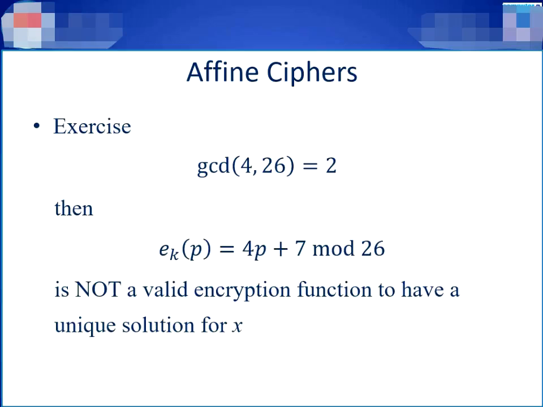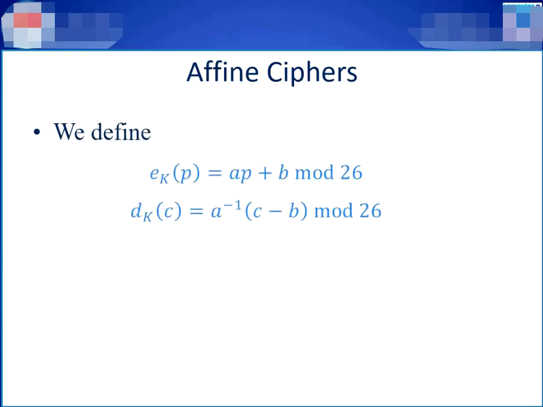So, for example, if we choose the A part of our key to be 4, then our encryption function will look like this, that is 4 multiplied by plaintext plus 7 mod 26. But this is not a valid encryption function because we will not be able to decrypt a message encrypted with this pair of keys. Let's see why this function is not valid. Before, we have defined our encryption algorithm and decryption algorithm.